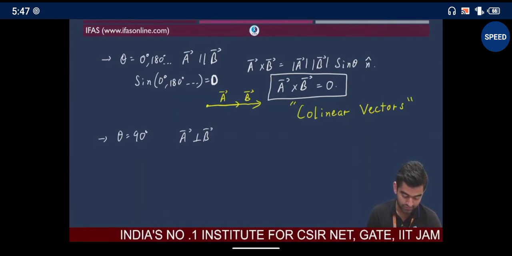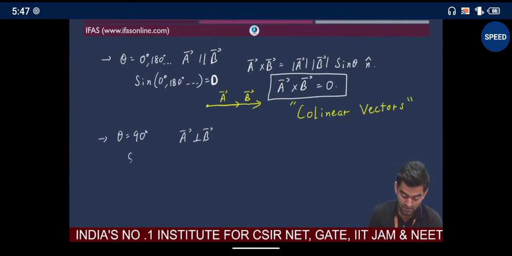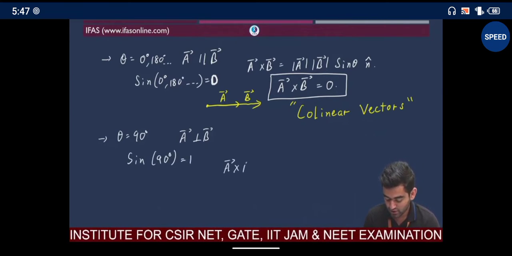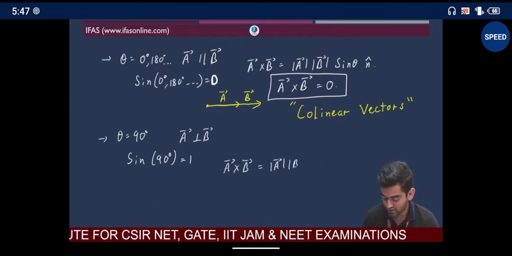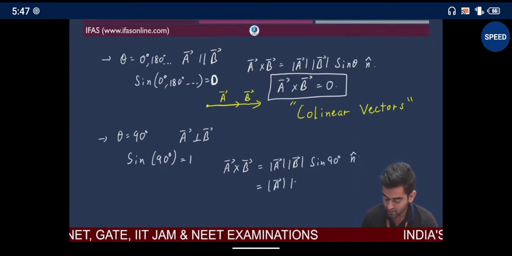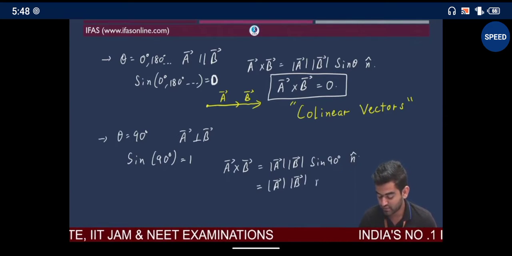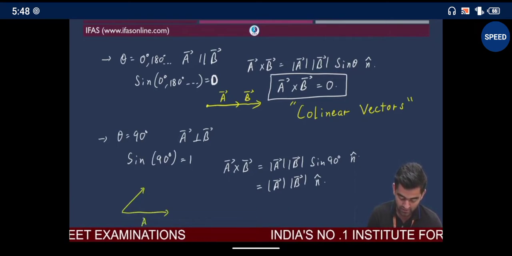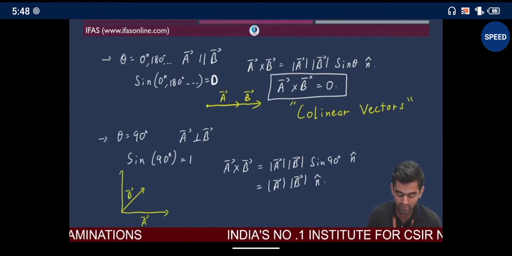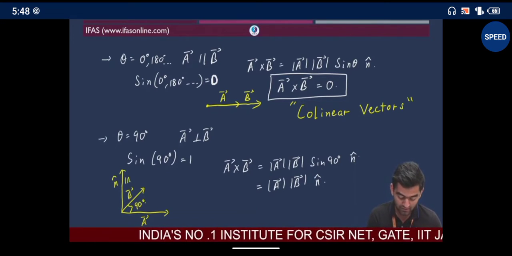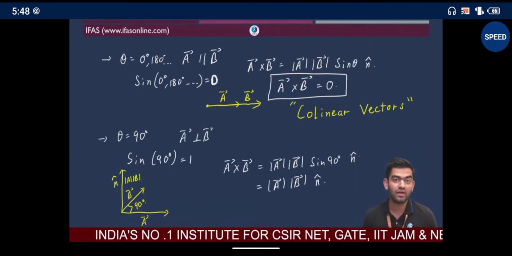Now moving on, when they are perpendicular, sin 90 degree is basically 1. So the A vector cross with B vector is equal to magnitude of A vector, magnitude of B vector, sin 90, n cap. It will simply result in the magnitude of A times the magnitude of B. Let's say this is A vector, this is B vector. The resultant will be simply along n cap, and the magnitude will be simply the multiplication of the magnitudes of A and B.